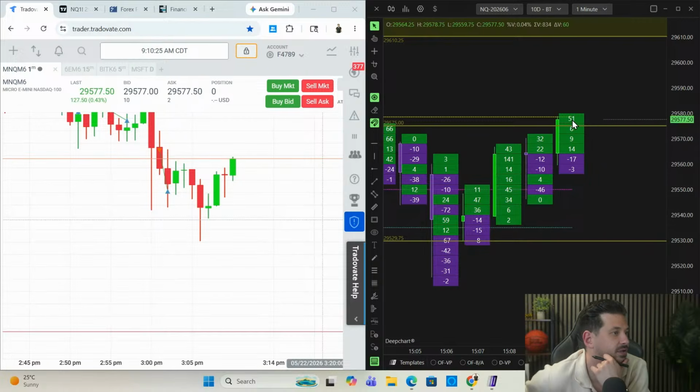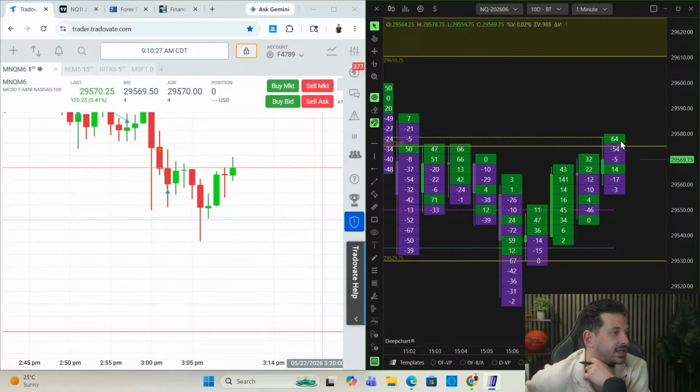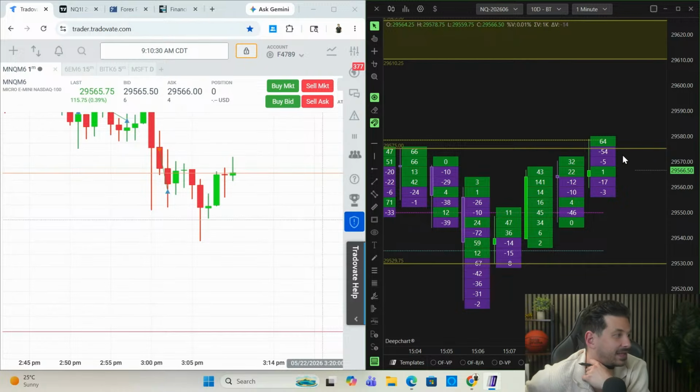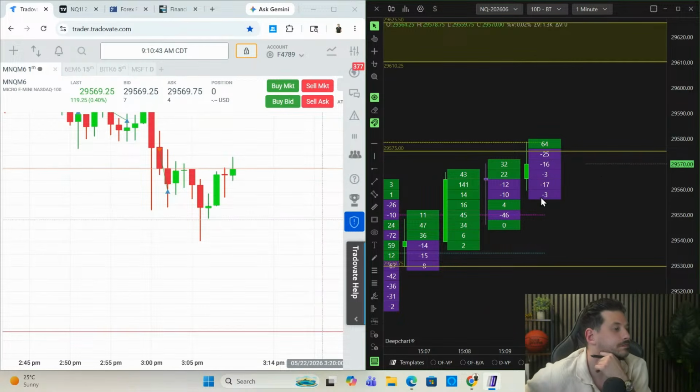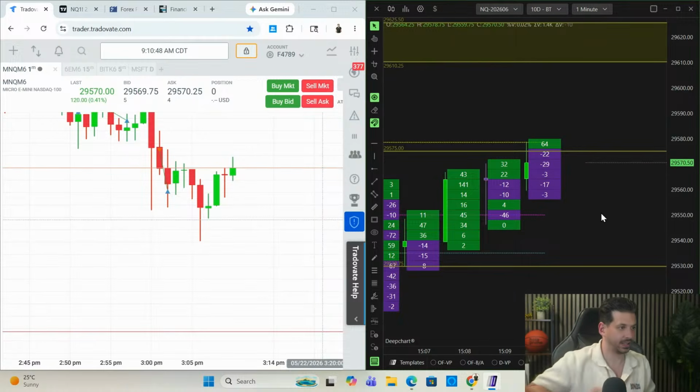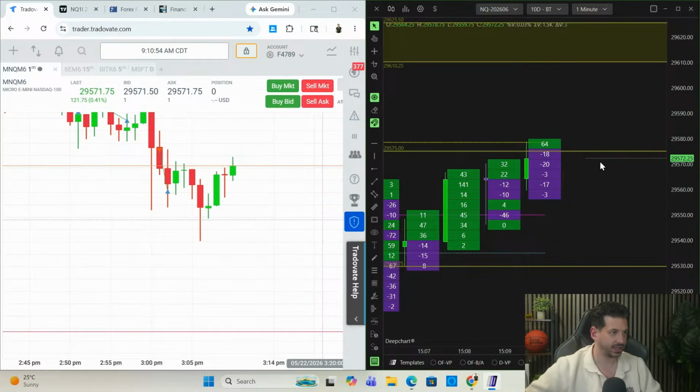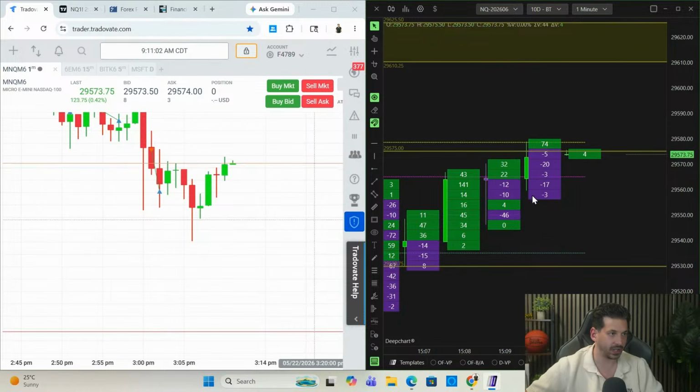Oof. All right, a few stops. You can tell the volume spike there. Sellers coming back in again, not willing to fully get out of the market. Come on. Come on. Show me something. Oof. Buyers coming back in. Buyers are willing to buy the top as well.